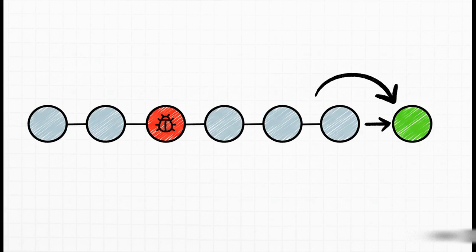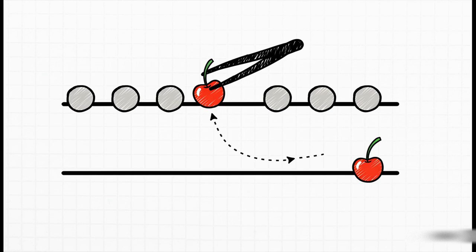Instead of deleting the bad commit, which is a big no-no on shared branches, revert creates a brand new commit that does the exact opposite of the bad one, effectively canceling it out. It's the safe, professional way to fix mistakes because you're not rewriting the past, you're just adding a new chapter that corrects it.